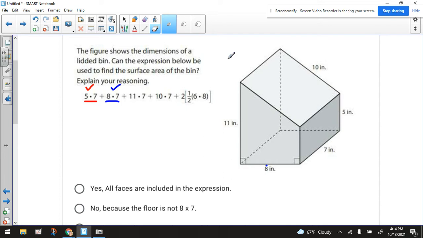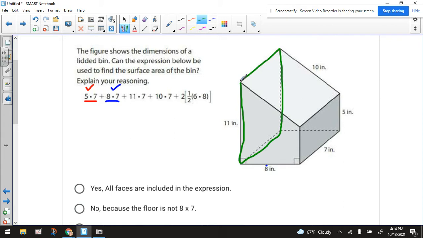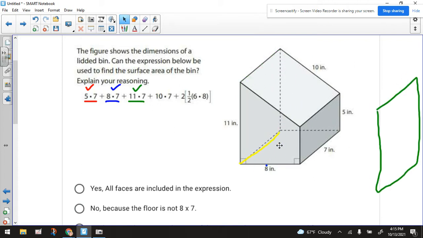Now what about this back piece? I'll highlight it in green. Also a rectangle. Now, the dimensions of that, remember, if this is 7 here, then that means this piece would be 7 back here. So if we were interested in finding that, wouldn't we be multiplying base times height, or 11 times 7? So I do see that right here. That covers that back piece. All right, let's erase that and move that out of the way.